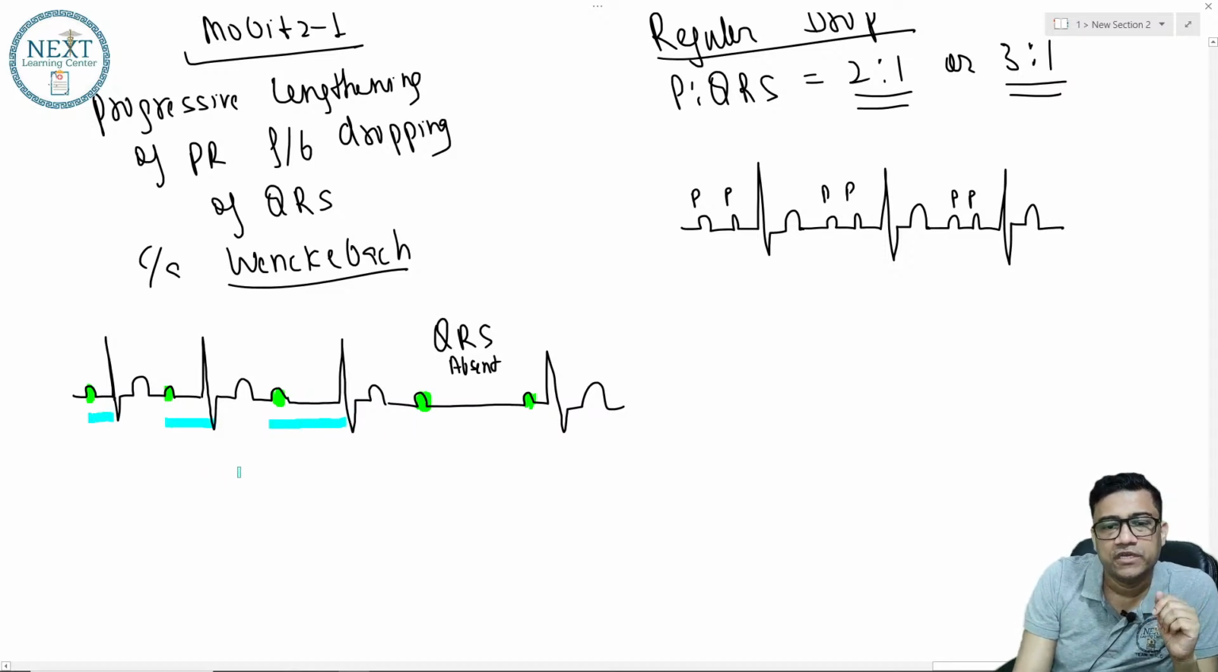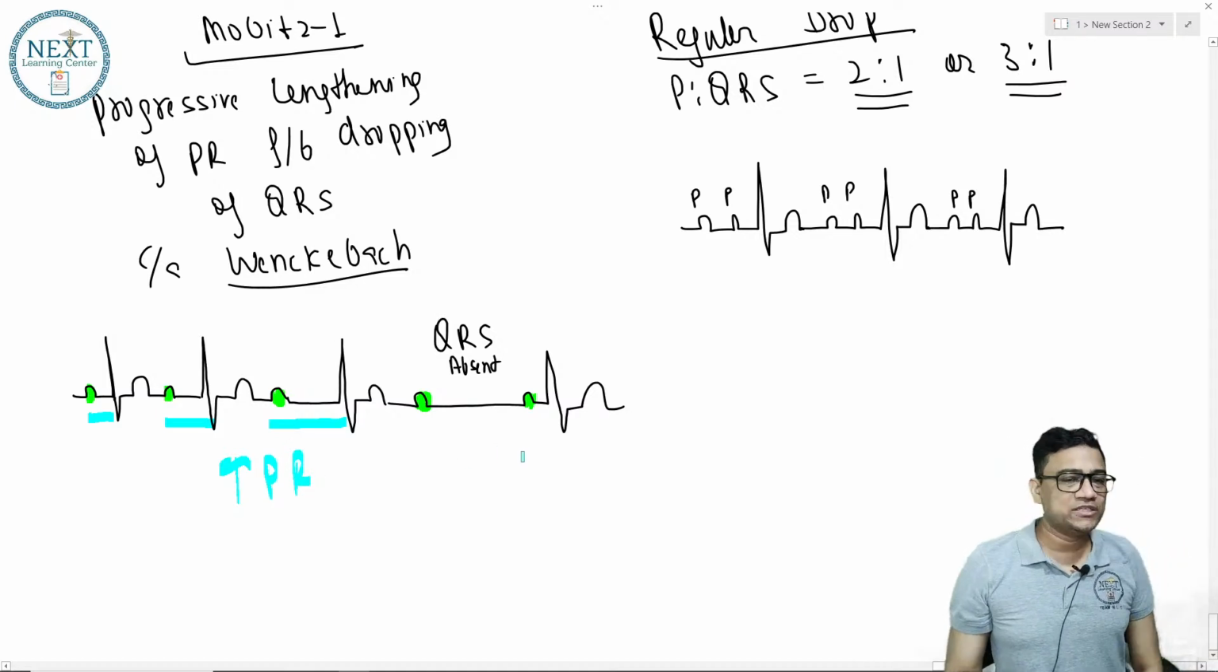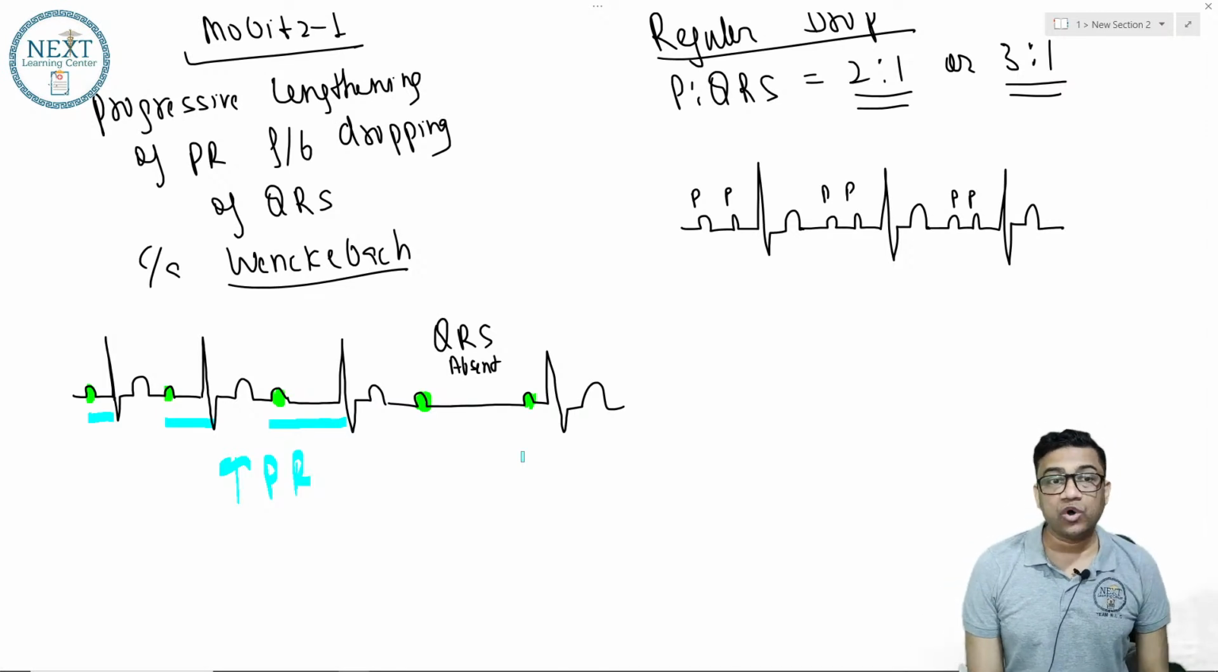So what do you see? There's an increased PR. Can you see that? So PR is increasing and here there is no QRS. That is called your Wenckebach phenomenon. Are you clear? So is it missing always or only once? Once missing, then it is called Wenckebach phenomenon. It is called Mobitz 1. Okay.